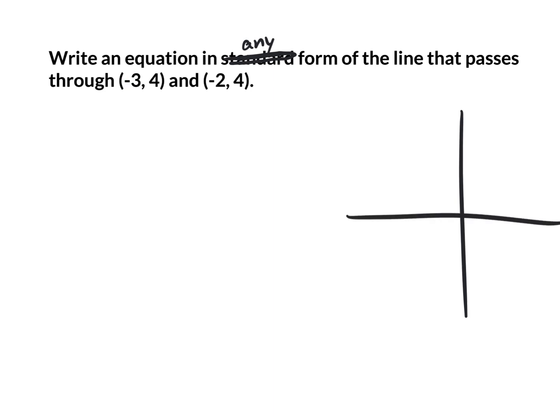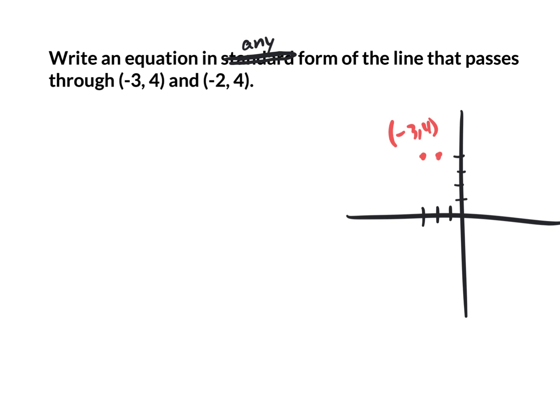Well, where is this? This is at -3, 4. Okay, so if I go -3 on the x, 1, 2, 3, 4 on the y, 1, 2, 3, 4. There's my dot right there. That's -3, 4. Okay, now what about the other one? How about -2, 4? Well, that's -2 and 4 also, and that's the dot right next to it right there.